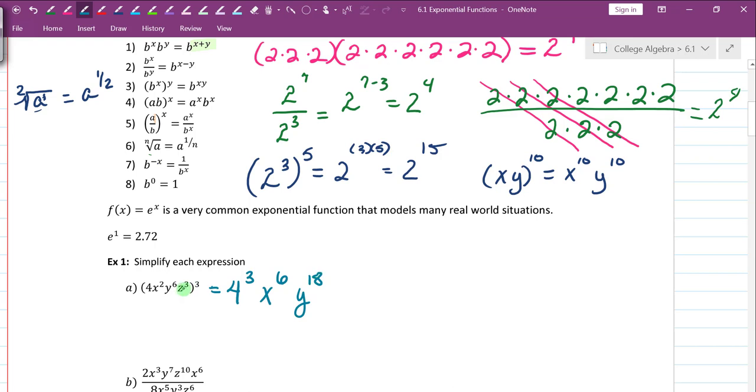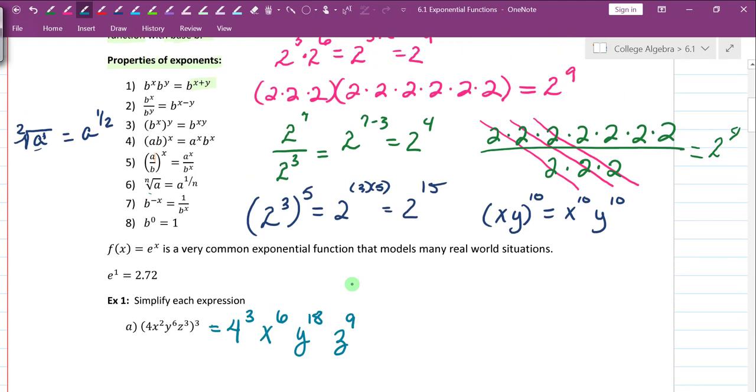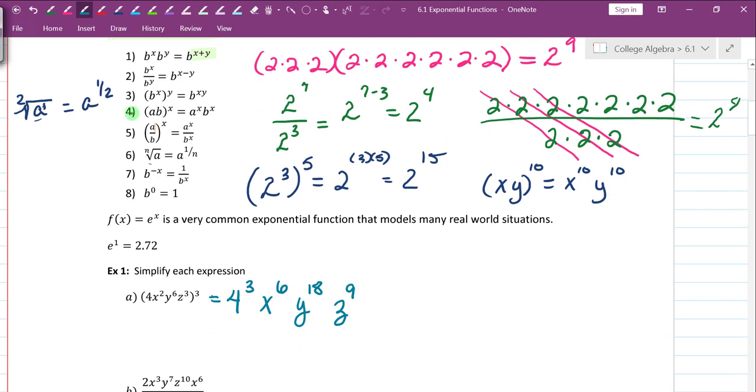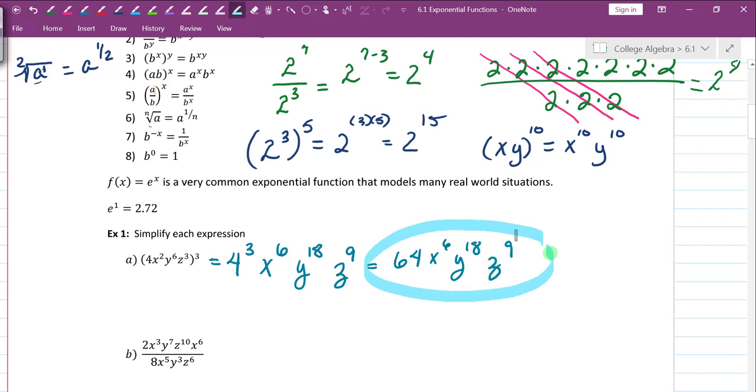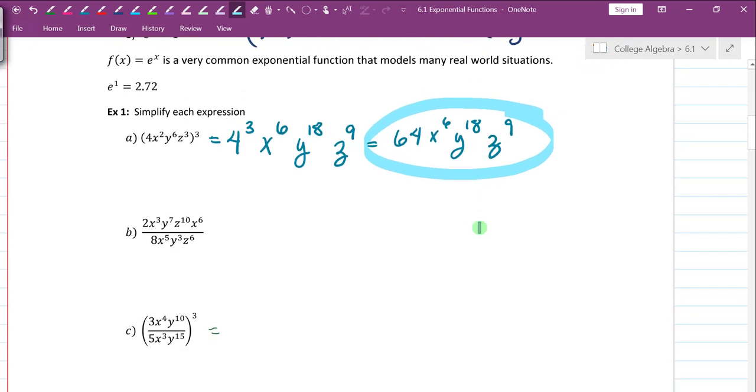And then we have z cubed raised to the 3rd power. So that's 3 times 3, which is 9. And so what we were doing is we were applying actually number 3 right here. Number 3 is the one we were applying. Now we're not quite done. I need to take this right here and change it into a 64, because 4 times 4 is 16. 16 times 4 is 64. So my final answer is going to be 64, x to the 6th, y to the 18, z to the 9. And that is my answer. Okay, let's look at problem B.